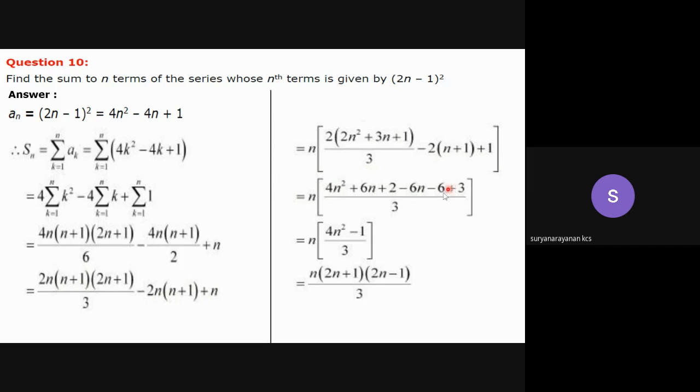So by using that knowledge, you get this numerator: 4n square plus 6n plus 2 minus 6n minus 6 plus 3. Now we simplify these terms in the numerator. That is equal to n into, finally we get 4n square minus 1 by 3. This is a quadratic expression in n, so we can write the factors as 2n plus 1 into 2n minus 1. So finally we get n into 2n plus 1 into 2n minus 1 by 3. So we have written the sum to n terms of the given series as a single term.